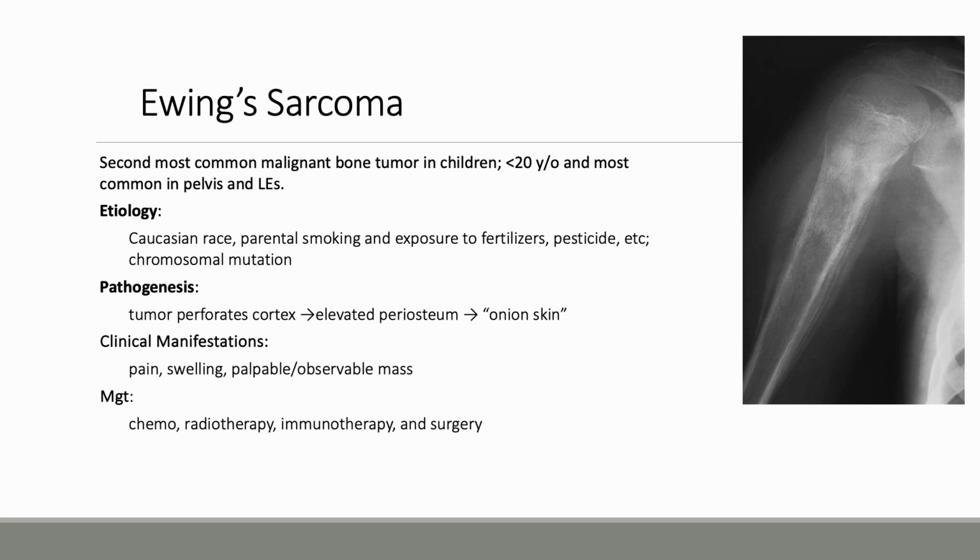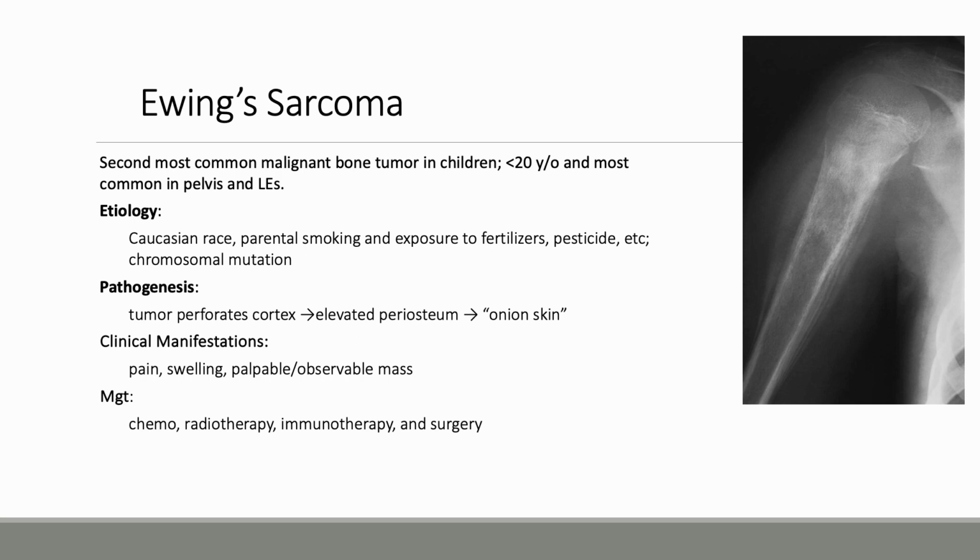Ewing sarcoma is a malignant primary tumor that can arise in bone or soft tissue and is non-osteogenic. It is the second most common primary malignant bone tumor in children, adolescents, and young adults, representing about 3% of all pediatric malignancies. Most cases occur in individuals under the age of 20, with approximately new cases diagnosed each year in the United States.